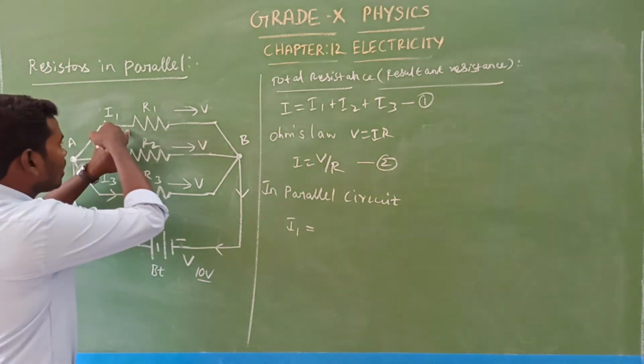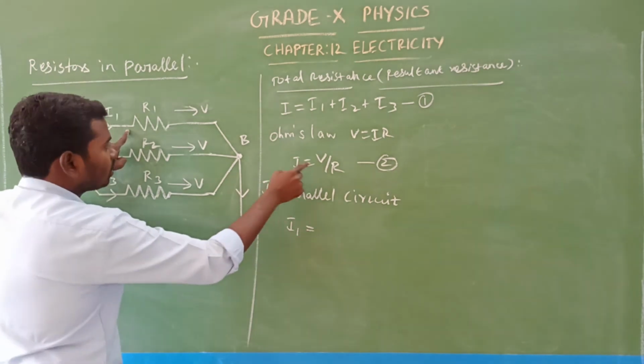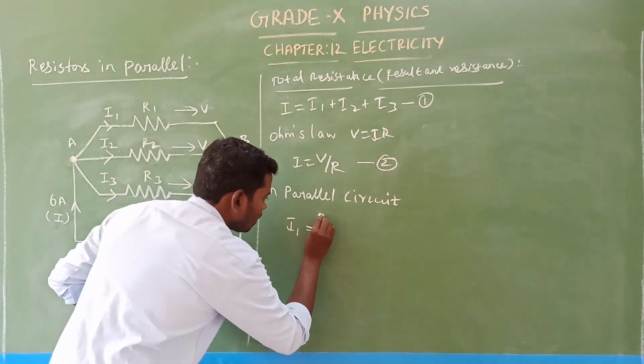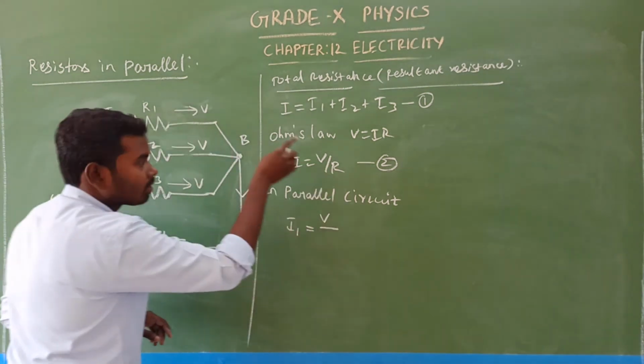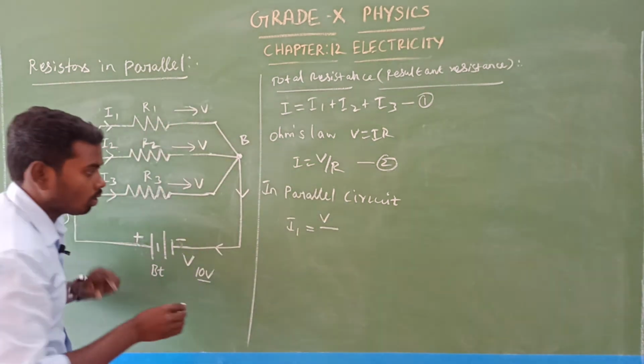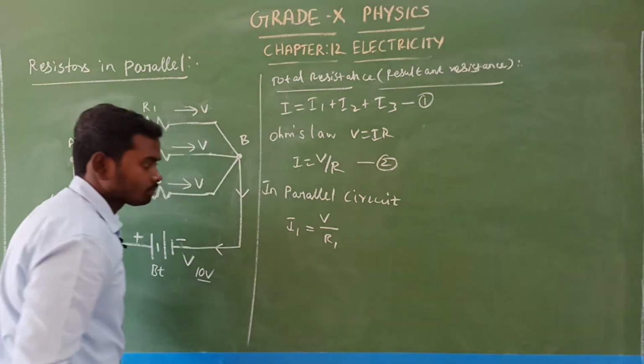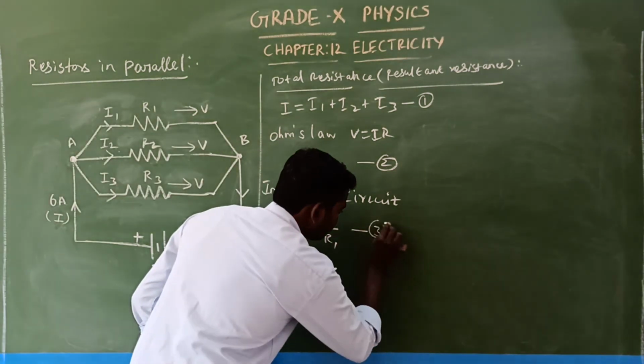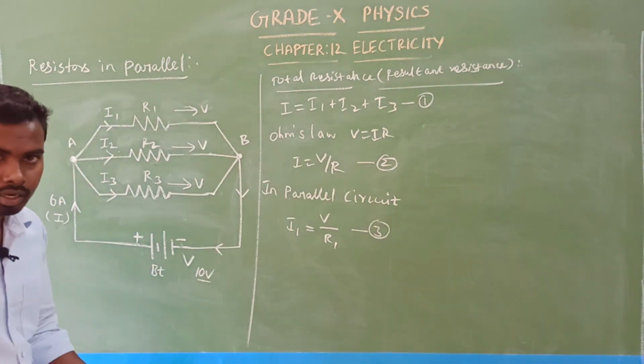So here the current value is I1. So I1 is equal to V, which means the voltage remains the same, that is V. So V by the first resistor, that is R1. Am I right? Yes. Consider this is equation 3. Is it clear? Very easy.